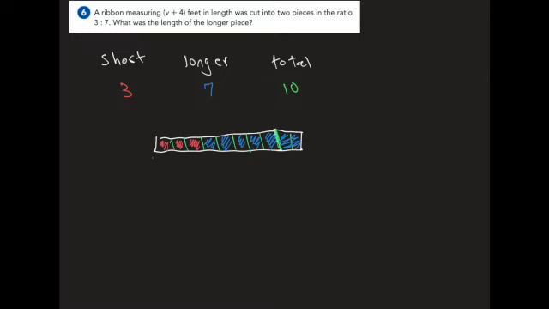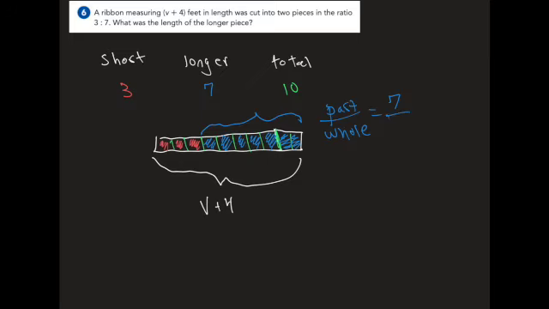And this whole thing here is represented by v plus 4 feet. And what's asking me is what is the length of the longer piece? So I'm going to figure out just this blue part here. And as a fraction, we know it's always part over the whole. The part of the longer piece is 7. The whole ribbon is 10 parts. So that longer piece is 7/10.